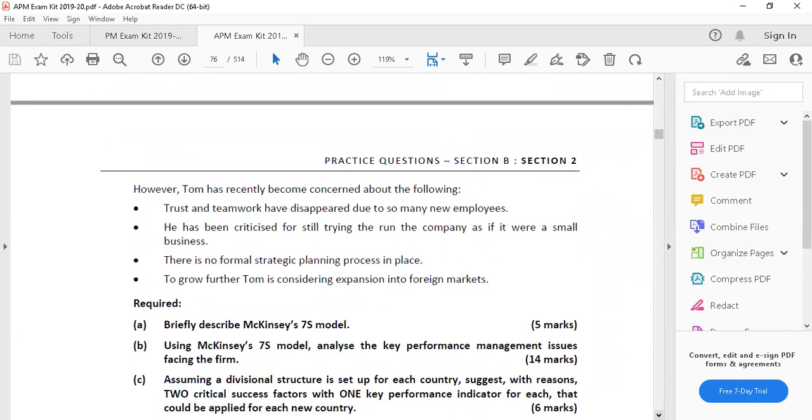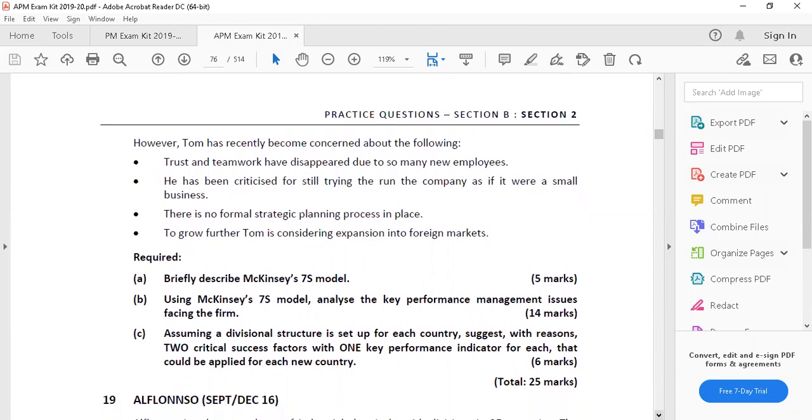However, Tom has recently become concerned about the following. It says trust and teamwork have disappeared due to so many new employees. He has been criticized for still trying to run the company as if it were a small business. There is no formal strategic planning process in place. To grow further, Tom is considering expansion into foreign markets.